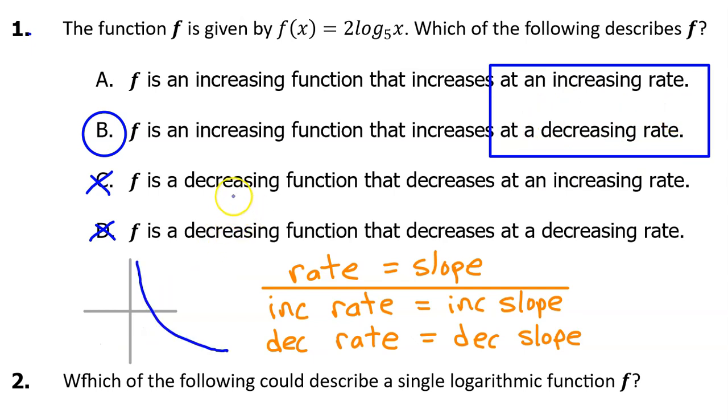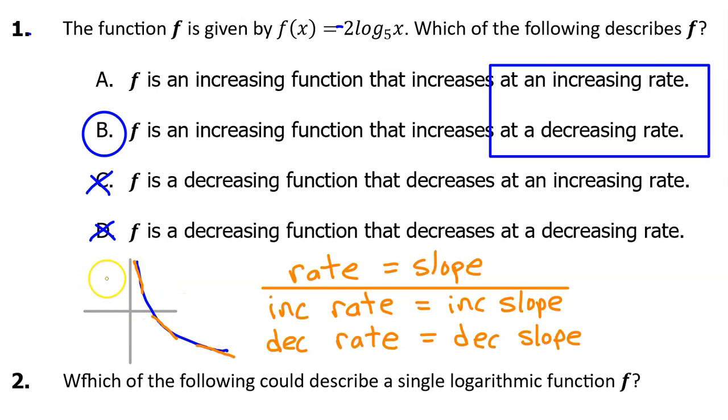Be careful. Here's a hypothetical I need you to be prepared for if you're going to use the second method. What if f of x was equal to negative 2 log base 5 of x? This would be a reflection over the x-axis, and the graph would look like this. The slopes from left to right still start off steeper and then get less steep. However, be careful because these slopes are now negative.